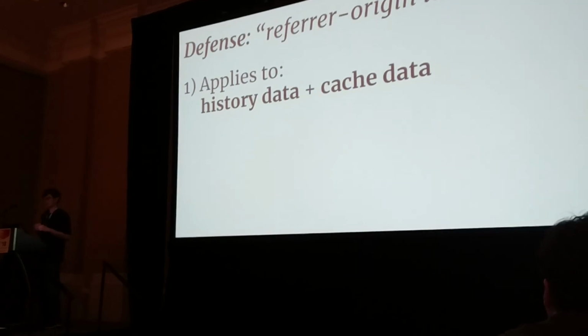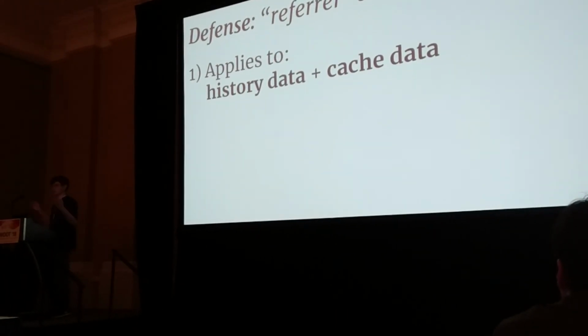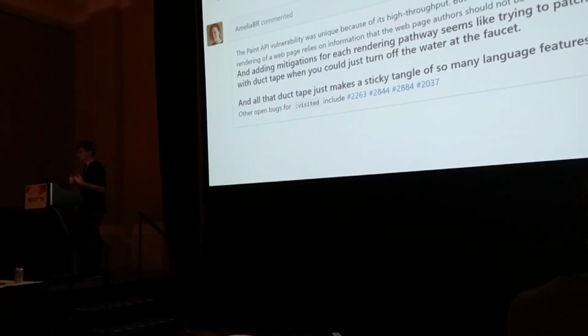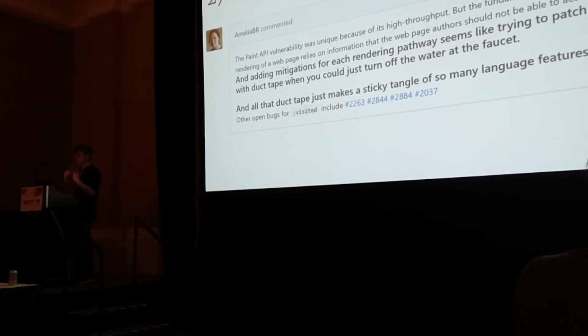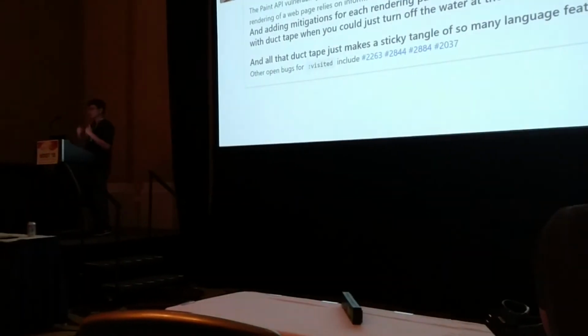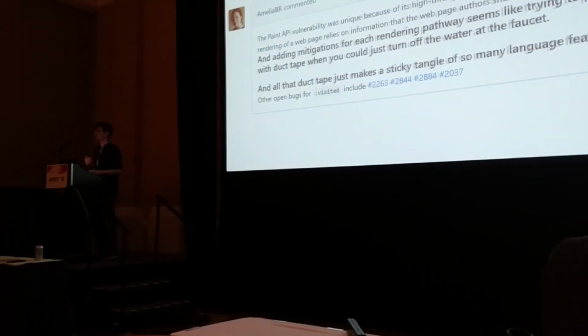First, we'd like for it to be applied not only to history data, but also cache data. This would turn into a whole other saga of cache timing attacks against web privacy, like the one we showed with the JavaScript bytecode cache. And finally, this new approach could entirely replace all the previous ad hoc mitigations that browsers have applied to past history sniffing attacks. As one W3C member put it after reading our paper, we could scrape out all the duct tape, making a mess out of so many browser features, by just turning off the wire of the faucet instead.